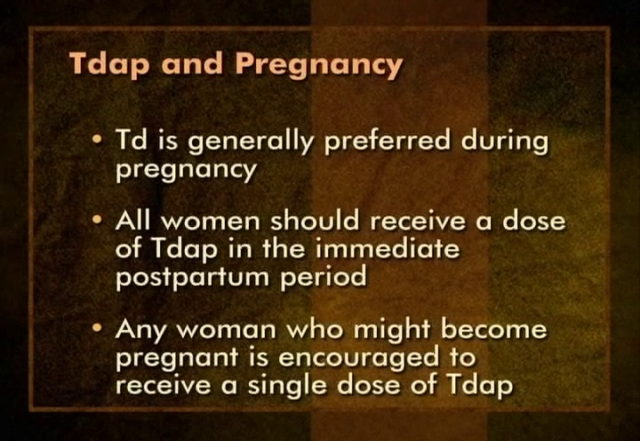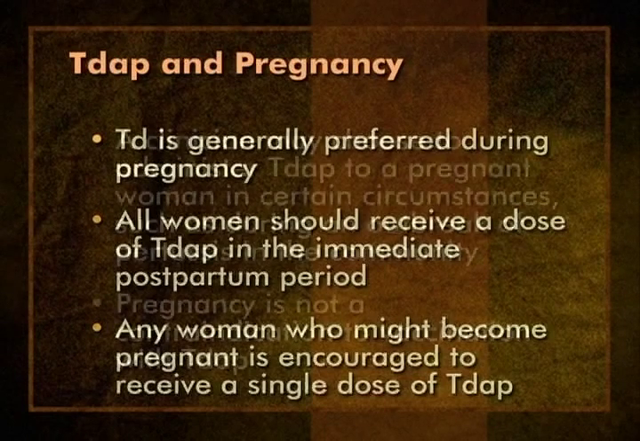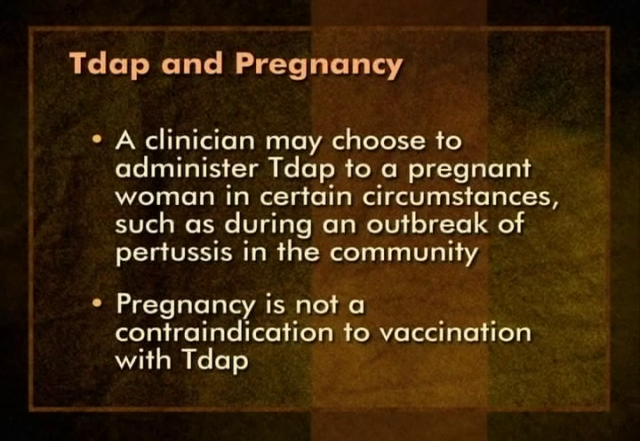However, all women should receive a dose of Tdap in the immediate postpartum period, preferably before leaving the hospital, if they have not previously received it. Any woman who might become pregnant is encouraged to receive a single dose of Tdap. However, ACIP recommends that a clinician may choose to administer Tdap to a pregnant woman in certain circumstances, such as during an outbreak of pertussis in the community. In this situation, the benefit of boosting pertussis immunity outweighs the hypothetical risk for the mother or infant. Both the package inserts and the ACIP recommendations state that pregnancy is not a contraindication for vaccination with Tdap.